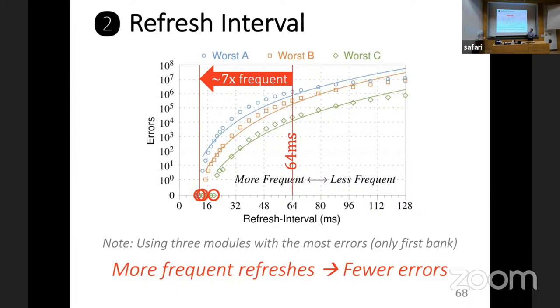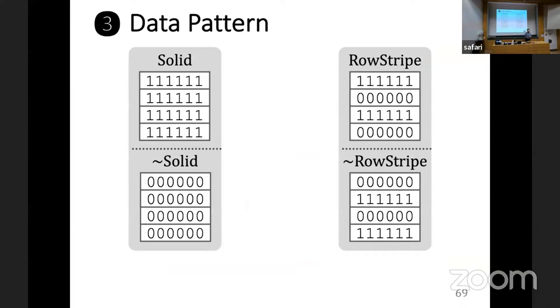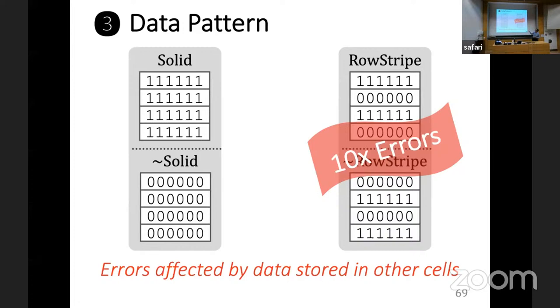I should also mention that we did our test with single-sided RowHammer. If you make double-sided RowHammer, you need to increase the refresh rate even more. But this data doesn't account for that. So data pattern, we discussed this in terms of retention times. Data pattern also affects RowHammer. Some data patterns cause a lot more charge coupling, and as a result, accelerated charge leakage. So you get an order of magnitude more errors with the row stripe error pattern compared to these more solid error patterns that usually lead to less charge coupling between the cells. So if you're an attacker, you would actually try to create this situation, for example, to induce bit flips.